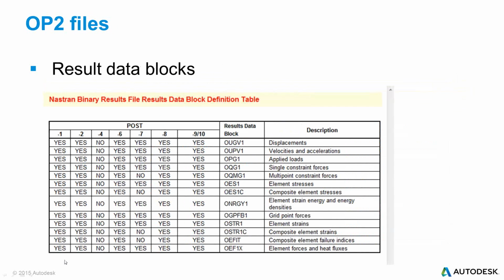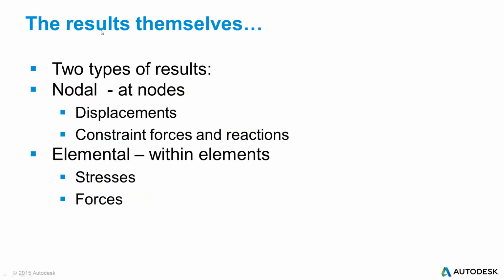These are the different results data that come out. You notice number 4 doesn't do any of them. Number 4 doesn't do any results. And the others are pretty similar, except composite element stresses don't get written out for post -7. And again, 9 or 10 does everything. So these are just sort of the tables. You don't have to memorize them, but they exist, and if you want to know what your code uses, you can look it up. Now I'm going to go to the second topic here today, the results themselves.